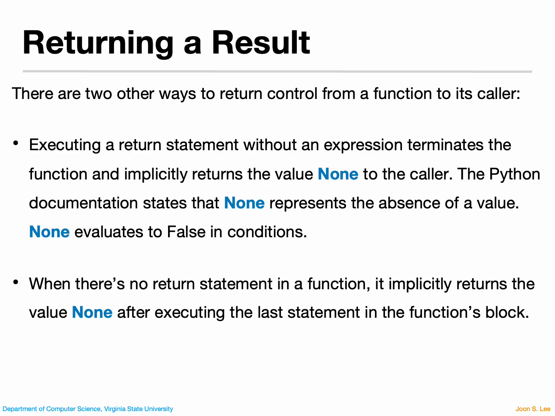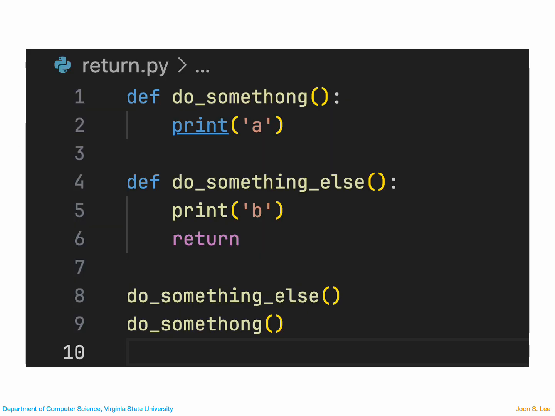Another way this can happen is when a function doesn't include a return statement at all. In that case, once the function finishes its last line of code, it automatically returns None by default. So remember, every function in Python always returns something. If you don't explicitly tell it what to return, it will return None. Let's look at 2 quick examples that show how functions behave when there's no return value.